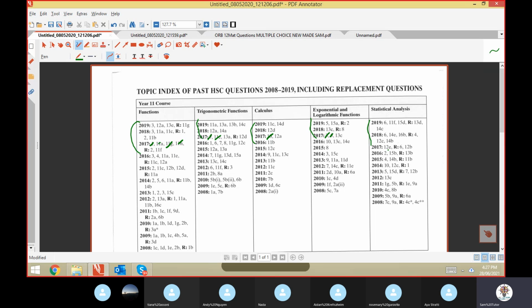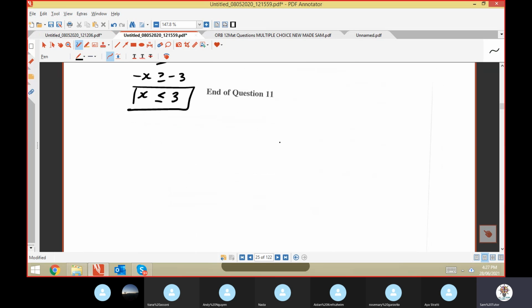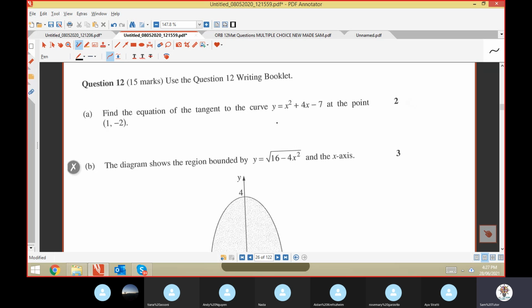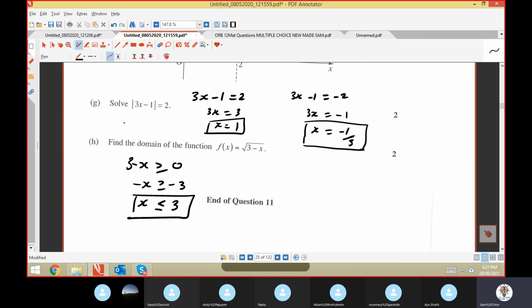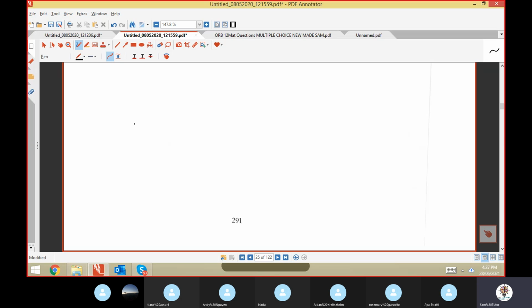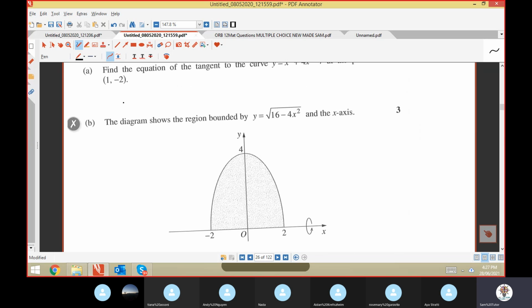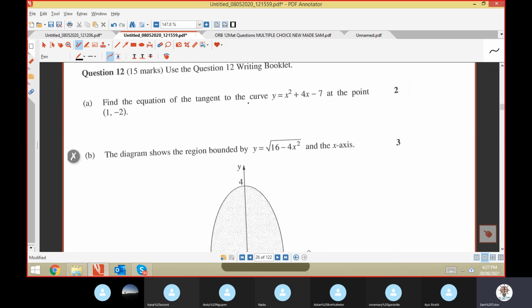Alright, so we're up to 12. 12A and 12E. Everyone's okay with those? I didn't hear anything, so I'm moving on. Fine, 12A. Find the equation of the tangent at that point. Again, I'll leave it with you for a minute. Differentiate, sub in the point, y minus y1.